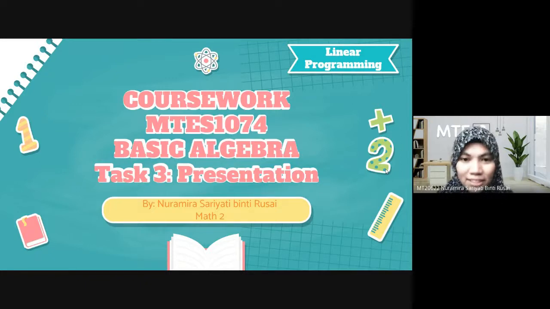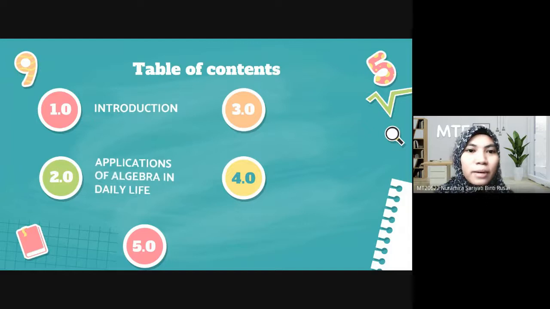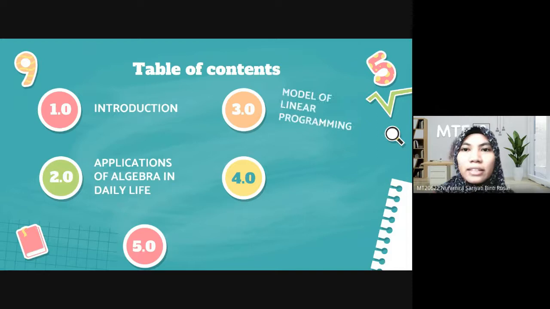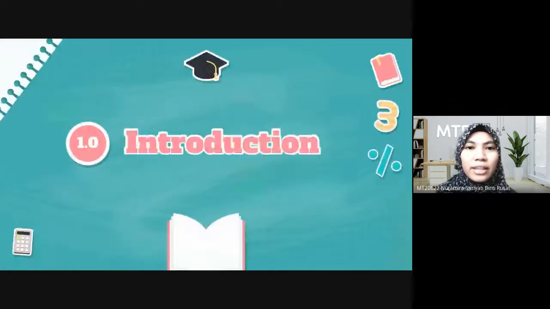I'm from Maths 2 and I'll be presenting about my task 3 coursework, which is a presentation on the topic of linear programming. So let's start. My table of contents consists of some introduction, followed by applications of algebra in daily life, and then model of linear programming, solving a linear programming problem with model, and lastly, some conclusion. So let's start with the introduction.